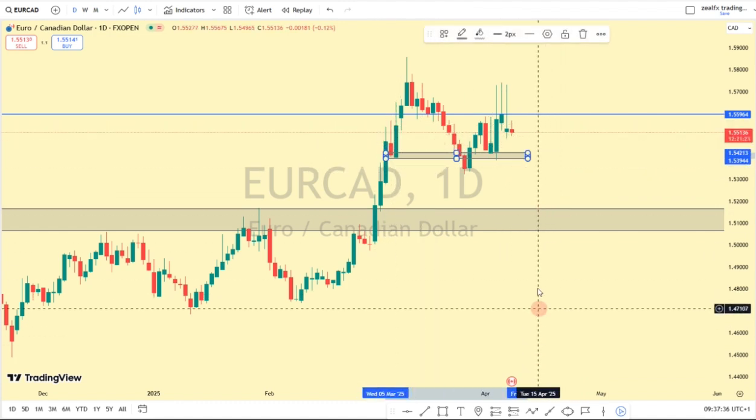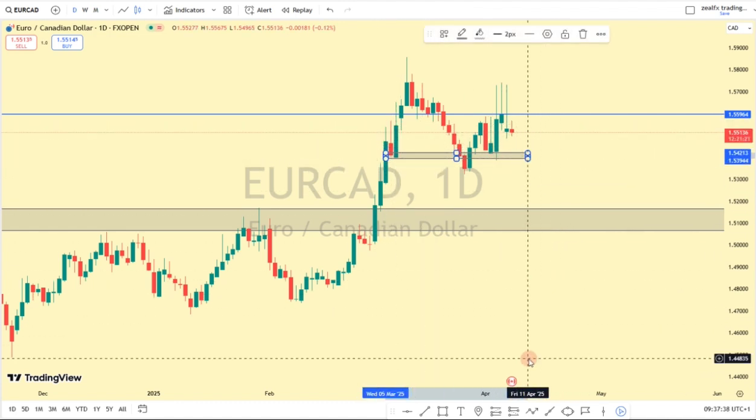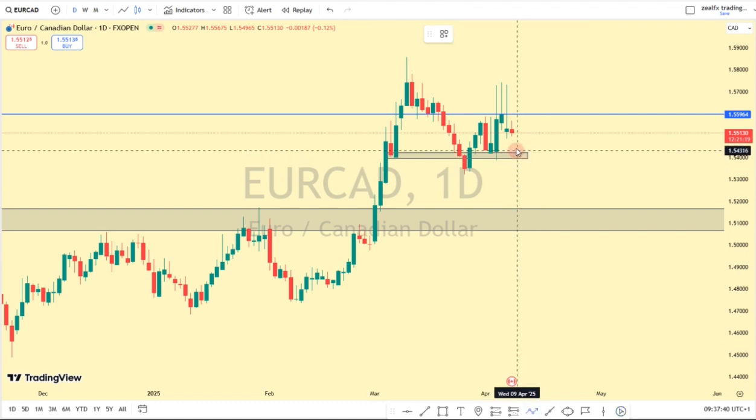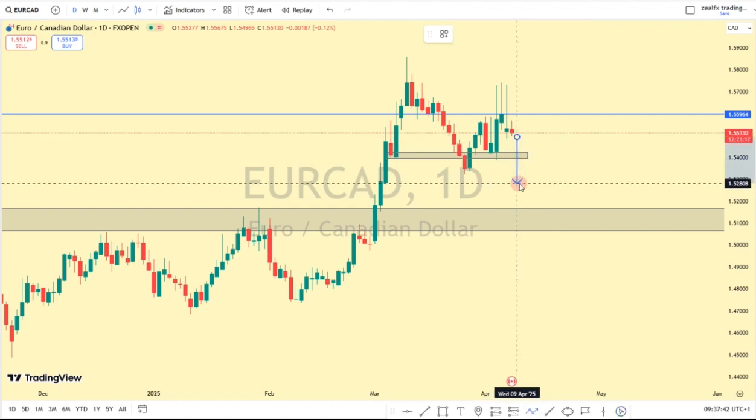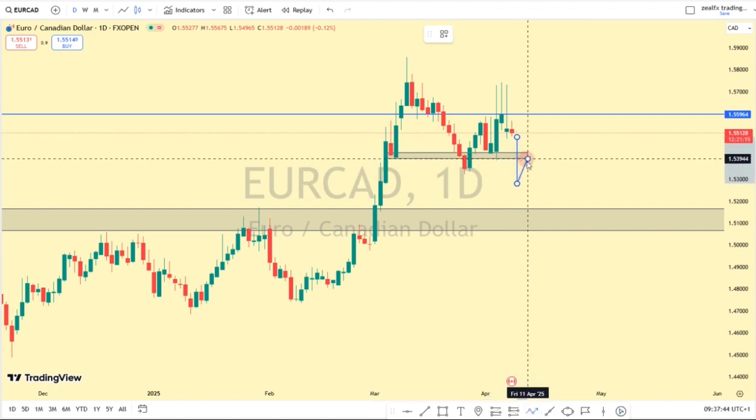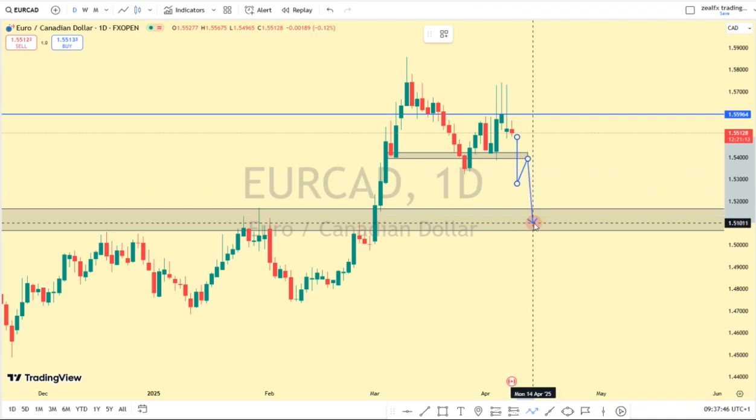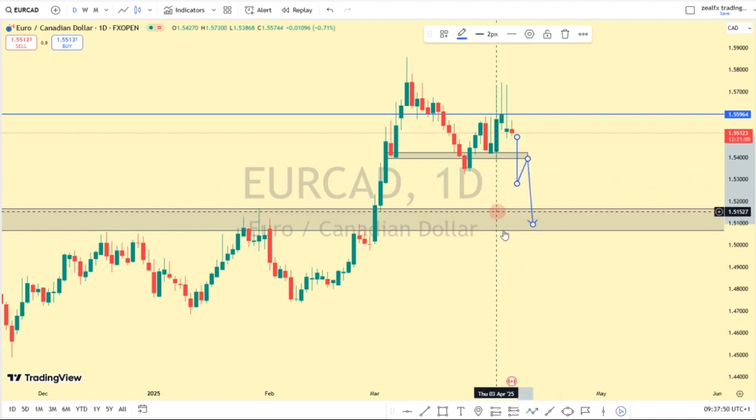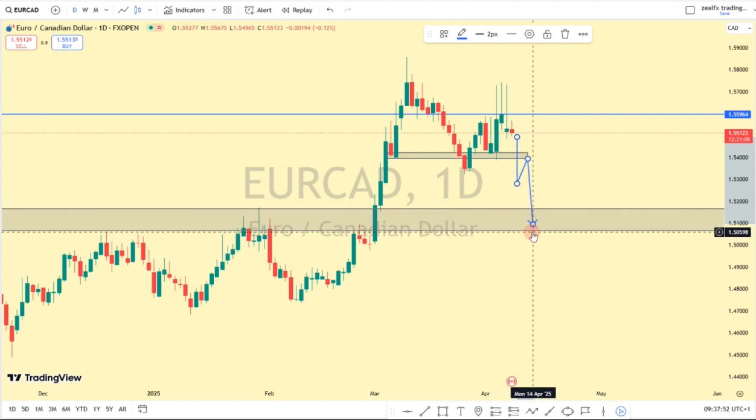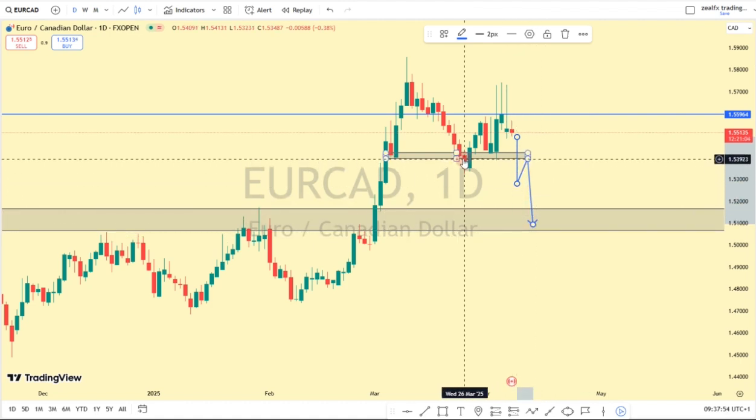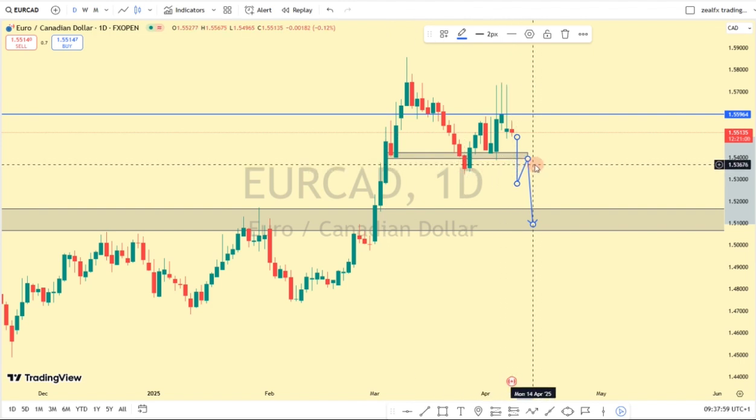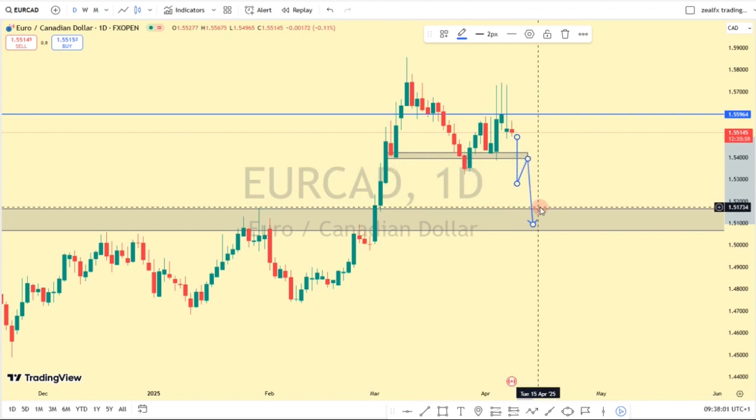We're expecting EURCAD to break below this level. Once price goes below this level and retests, we'll be looking for our selling opportunity to this next support level on the EURCAD. So we're looking for a sell once price breaks this strong support level on EURCAD before we look at our sell position on the EURCAD.